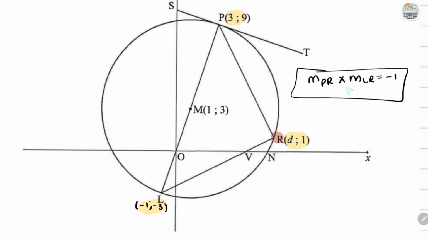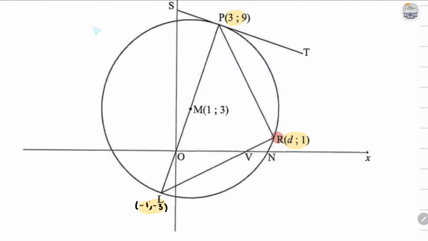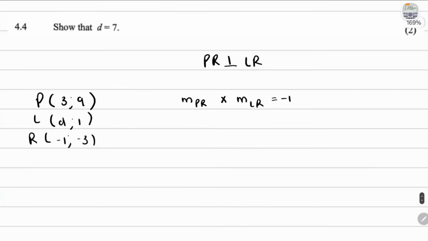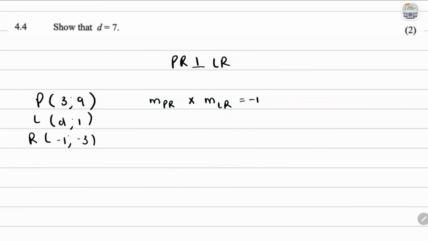Okay, so let's go ahead and do that. Gradient of PR times gradient of LR equals -1. Okay, so let's go ahead and find that. So we're going to say gradient of PR, that's y2 minus y1. Let's just focus on a specific format. So here with this one, I kind of want D to just always be in front. So I'm going to say 1 minus 9 over x2 minus x1, which is going to be D minus 3. Okay, so I'm going up like that.